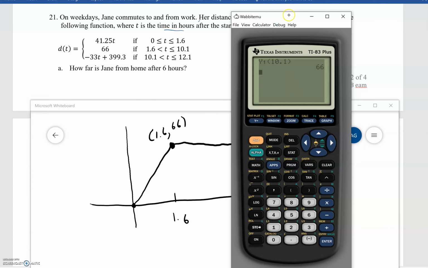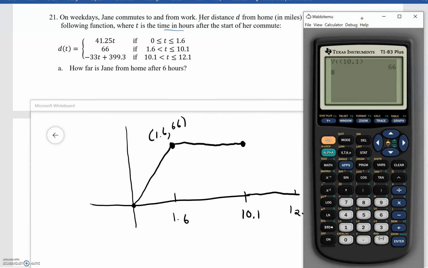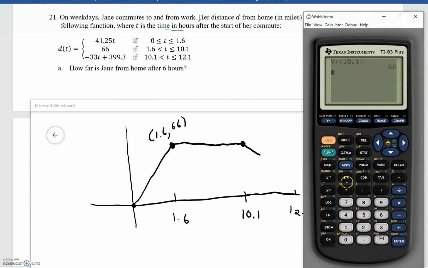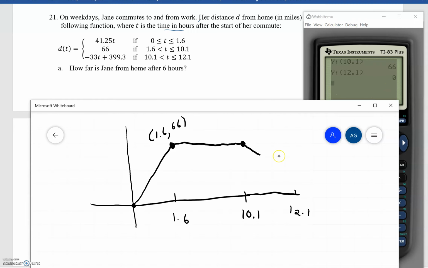Okay, there we go. So the importance of that is that I actually want this third piece to start at that point. I don't want it to start up here, start down here. I want all three of these pieces to glue together perfectly, okay? And so where is it going after the input of 12.1? We will be at 0, so we'll be at home. So that's nice. So at 12.1, I'll be right here.